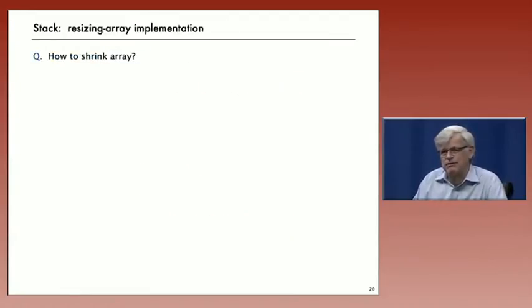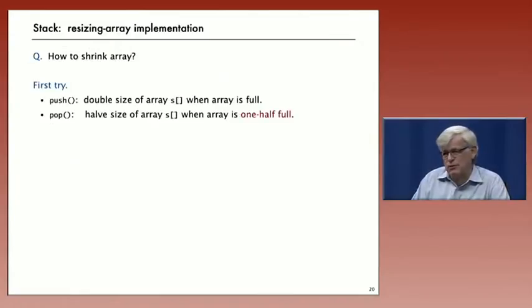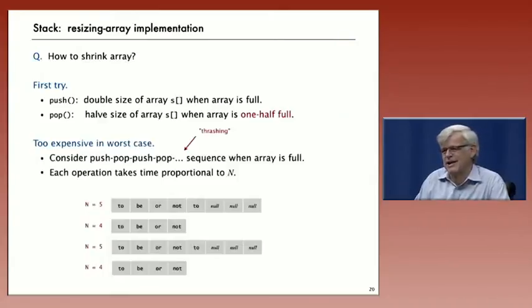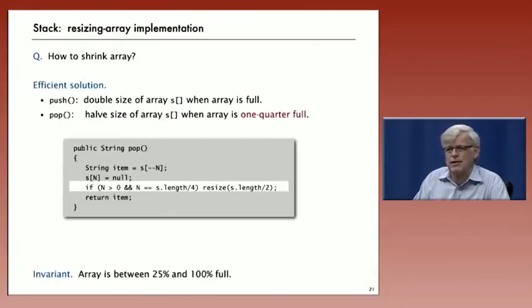Now what about the pop? We have to think about how to shrink the array. So you might think, well, we doubled it when it was full, why don't we cut it in half when it gets to be half full? We don't want the array to get too empty. Well, that one doesn't exactly work because of a phenomenon called thrashing. If the client happens to do push, pop alternating when the array is full, then it's going to be doubling, halving, doubling, halving, creating new arrays on every operation, taking time proportional to n for every operation, and therefore quadratic time for everything. So I don't want to do that.